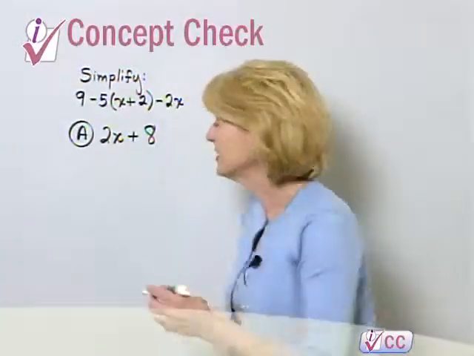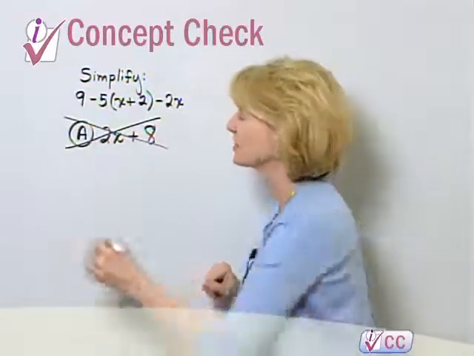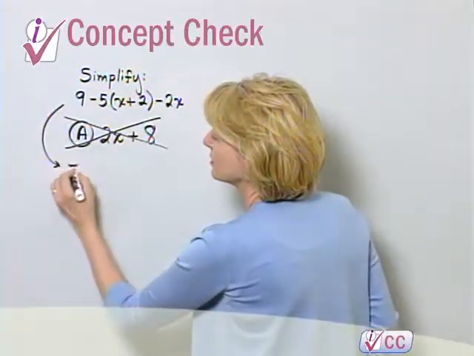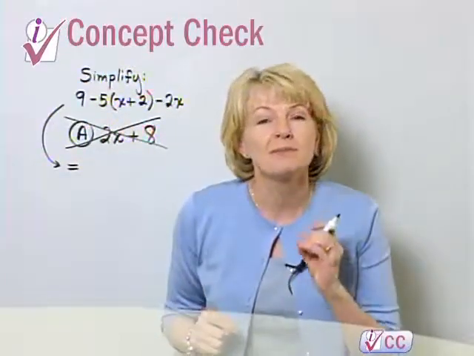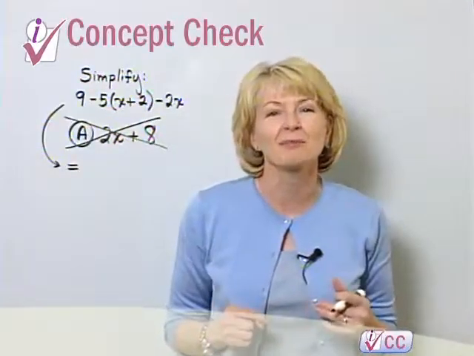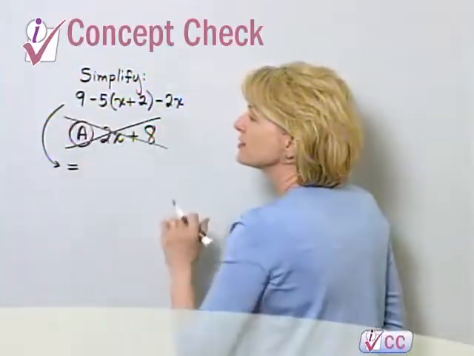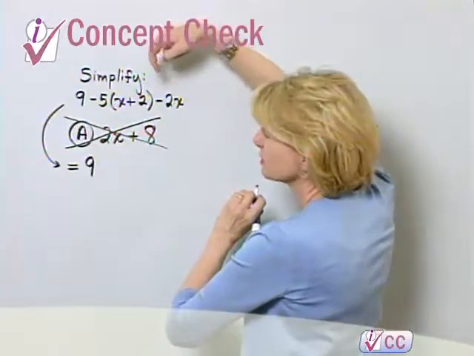Choice A is incorrect. Let's correctly simplify this expression. Now remember, we have subtraction, multiplication. We may not subtract before multiplication in order of operations. So do not subtract. What we need to do first is use the distributive property.